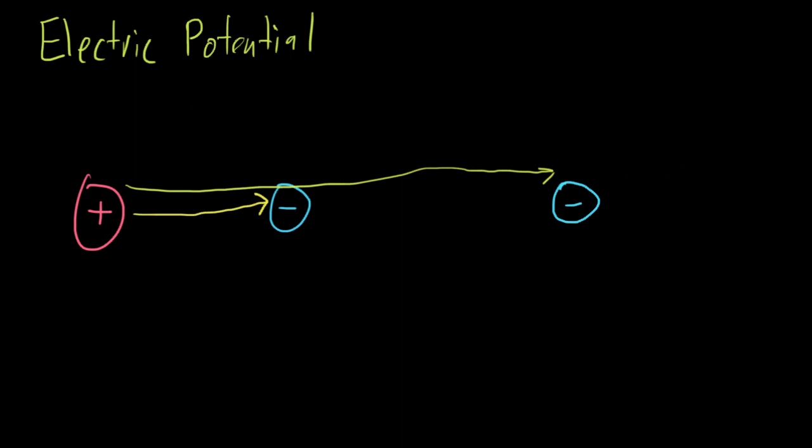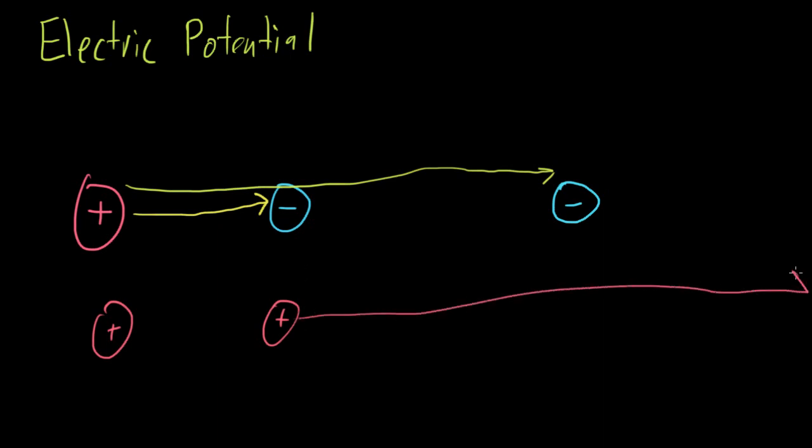Alright, what if we had two positive charges? Now these aren't going to attract, these are going to repel. Well, what potential do they have to repel? Well, they're relatively close. They have the ability to get quite far away from each other. They can go all the way over here. And we'll just do it with one again.